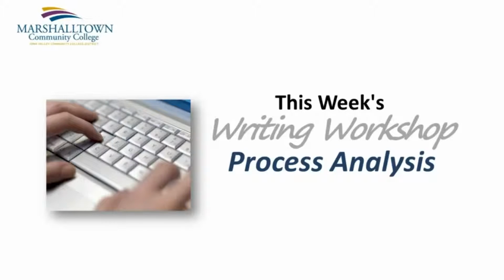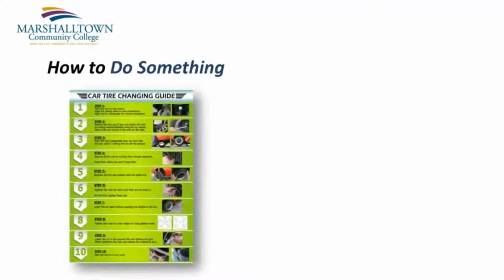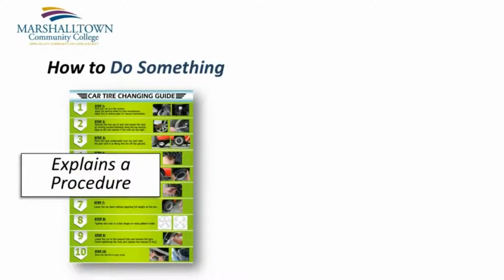Now, don't worry, this term sounds more complicated than it really is. As you'll soon find out, a process analysis is simply a paragraph that explains a sequence of events. In one type of process analysis, you might explain to a reader how to do something. For example, this car tire changing guide could be called a process analysis because it explains a procedure or a sequence of events that your reader will follow.